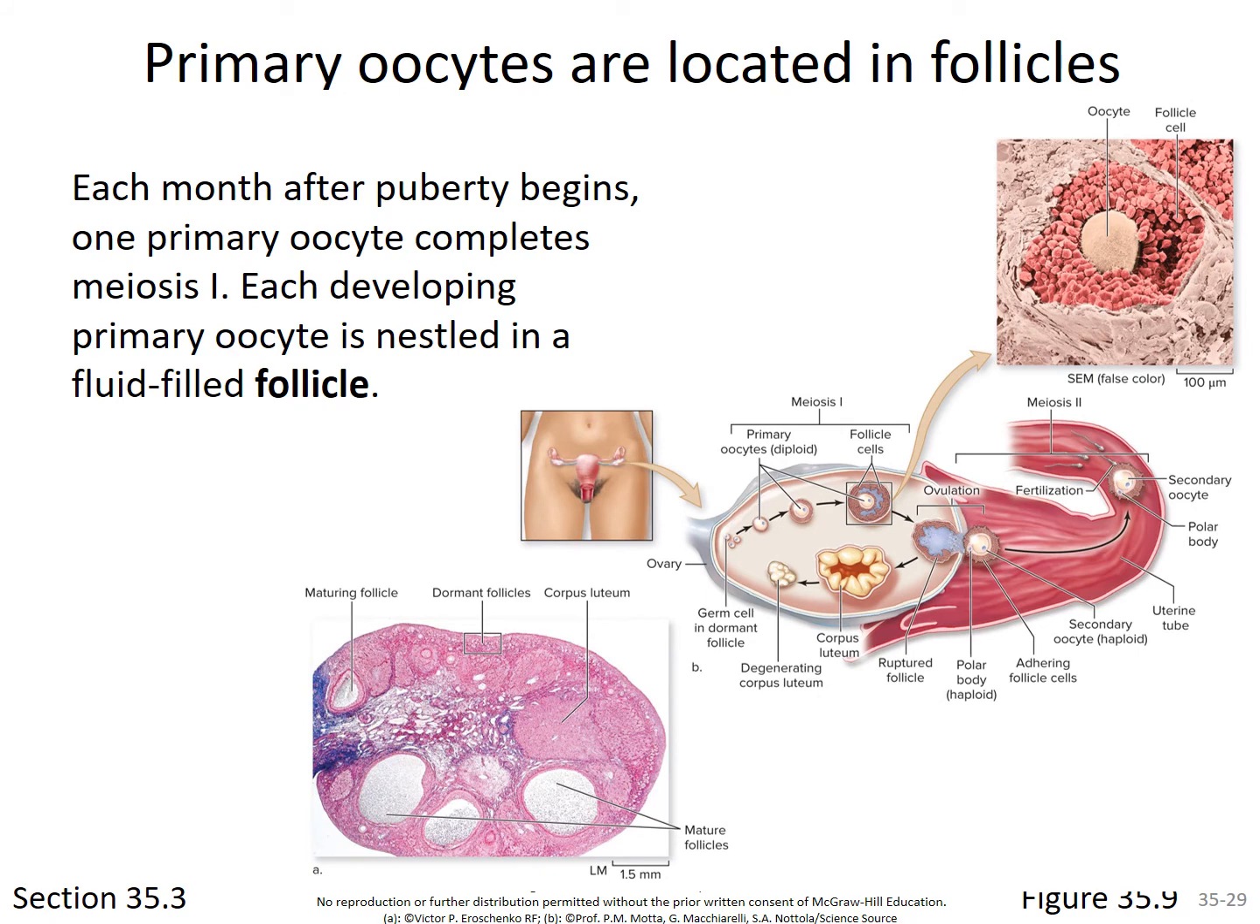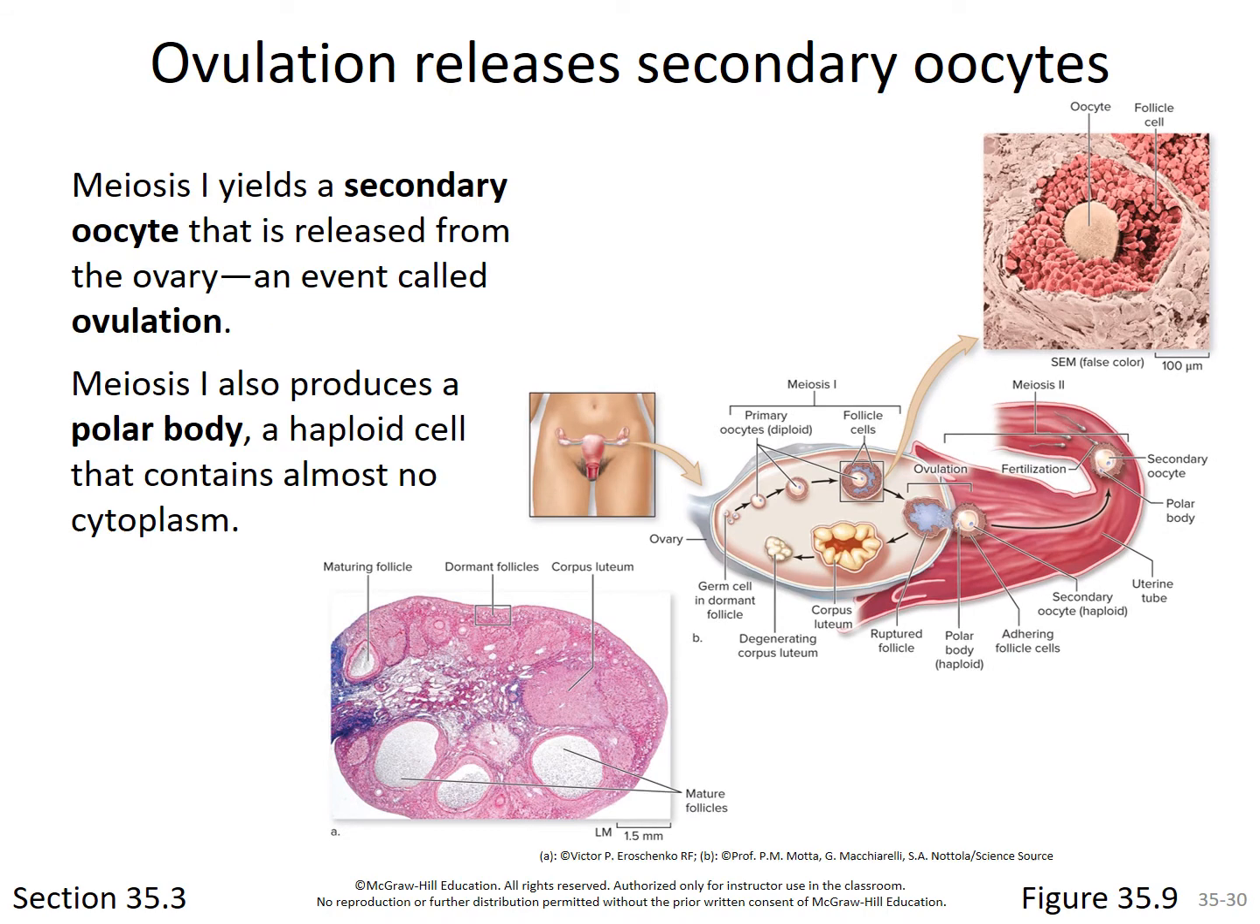Each month after puberty begins, you have one primary oocyte completing meiosis 1. And so each of these oocytes is within a follicle, and you'll see arrows at the bottom pointing to different follicles. Now, these are mature follicles. There is a development process that leads to this maturation. So meiosis 1 is going to give you a secondary oocyte, and it gets released from the ovary. And again, this is called ovulation.